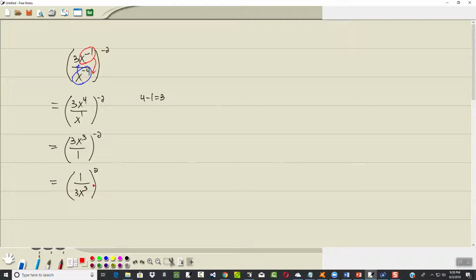Now at this point, I can raise everything inside the parentheses to the second power. So I'll take the 1 to the second power, the 3 to the second power, and the x to the third to the second power. So we're going to have 1 squared over 3 squared and x to the third to the second power.